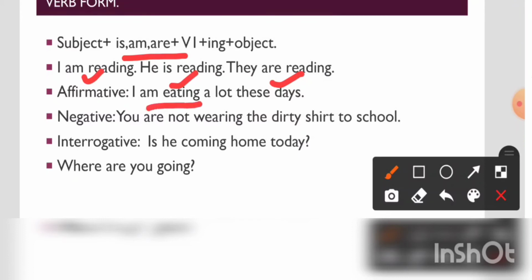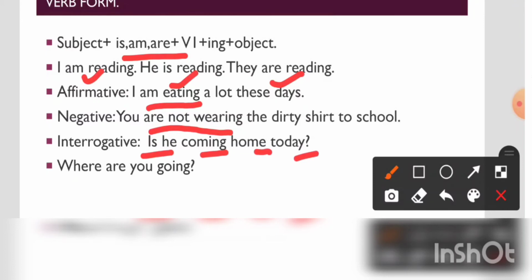So am eating is the verb. Negative: You are not wearing the dirty shirt to school. Are not wearing is a negative sentence. So we put not after is, am, are. Interrogative: we begin the question with is, am, are and then the subject accordingly, then main verb plus ing, then object, and then time expression. This is the structure you have to follow.